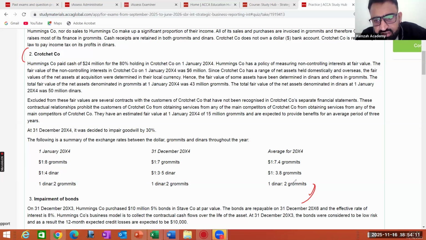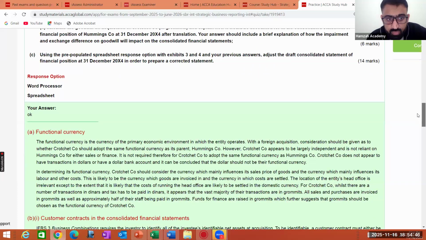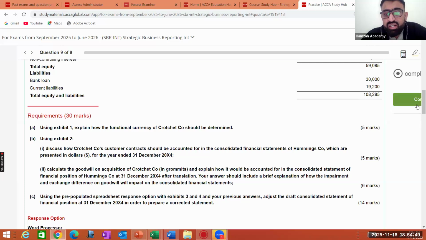They have an estimated fair value on 1st January X4 of 15 million grommets and are expected to provide benefit for an average period of 3 years. And the goodwill is impaired by 30%. And the following exchange rates on the date of acquisition, at the year end, and the average rate have been given. Now, the first requirement in Part B is how should we account for this contract with customers?